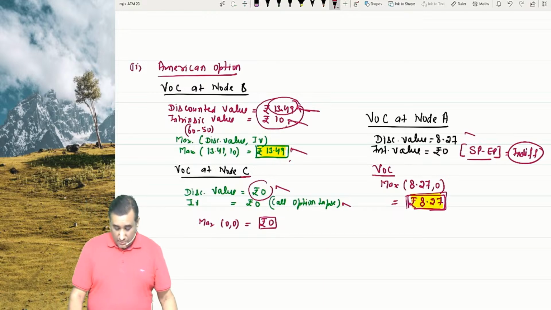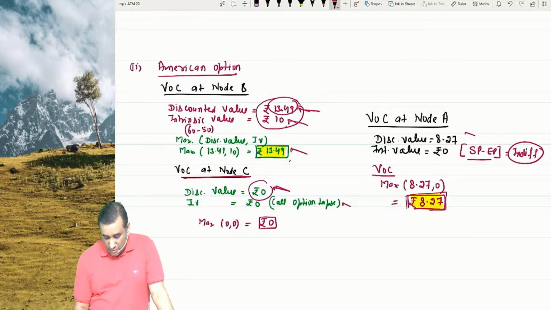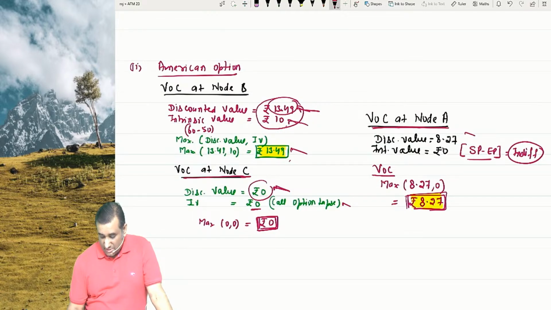Value of call at node C would be the same. Discounted value was 0 and intrinsic value is also 0 because the option would lapse, and since the option would lapse, accordingly the value would come as 0. Value of call at node A, with discounted value and intrinsic value.